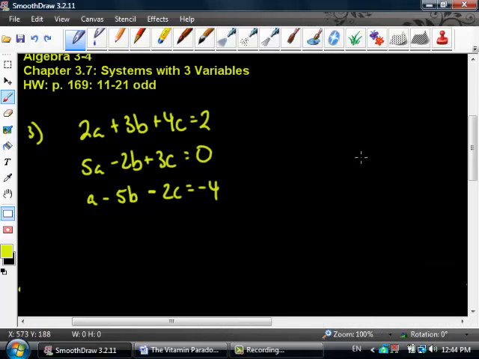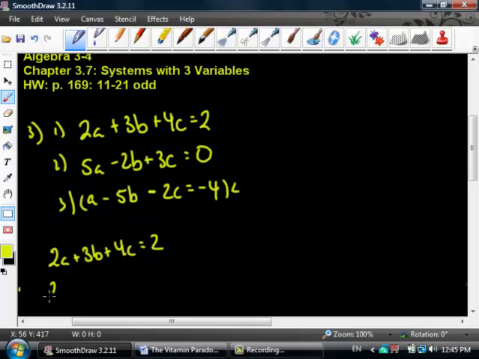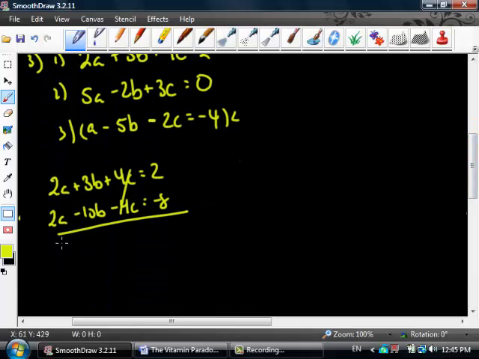All right. So let's number these all together, 1, 2, and 3. Let's go ahead and eliminate c. So I'm going to use 1 and 3 for that. So that's 2a plus 3b plus 4c equals 2. And if I multiply everything here by 2, what I get is 2a minus 10b minus 4c equals negative 8. Okay, so those are going to go away. I get 4a minus 7b equals negative 6, yes?